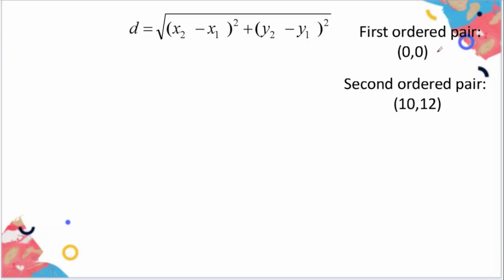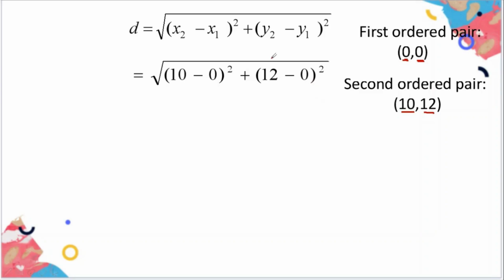Substitute. Again, this is our x sub 1. This is our y sub 1. Sorry for that. And 10 is our x sub 2, and 12 is our y sub 2. Okay? Substitute. So x sub 2 is 10 minus 0, the x sub 1, plus 12 is our y sub 2, then our y sub 1 is 0.